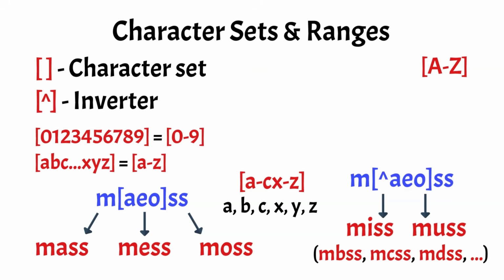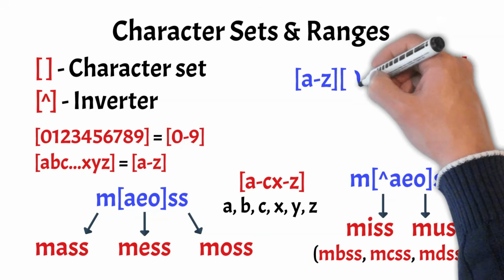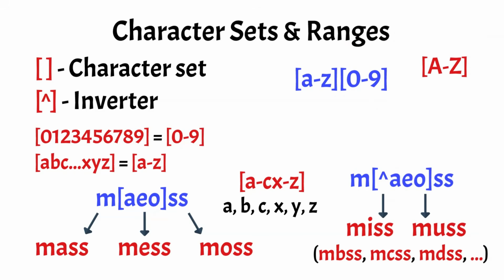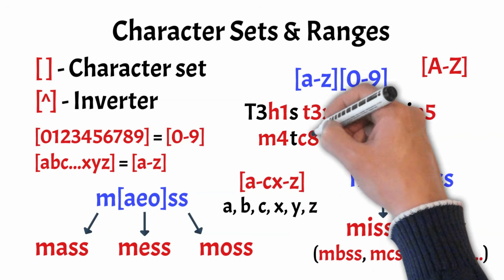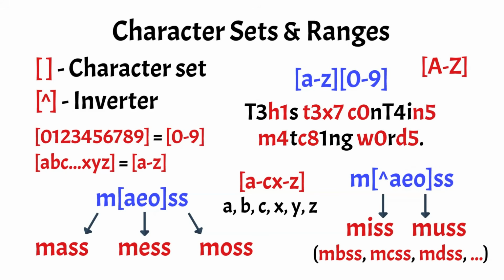Finally, you can stack character sets back to back to build more complex patterns. A combination like A to Z and 0 to 9 instructs the computer to hunt for any lowercase letter immediately followed by a single digit, flawlessly picking out valid pairs out of a messy block of text like this. As you'll see, character sets are very powerful and they are commonly used in various kinds of regular expressions, so it is good to be familiar with them.